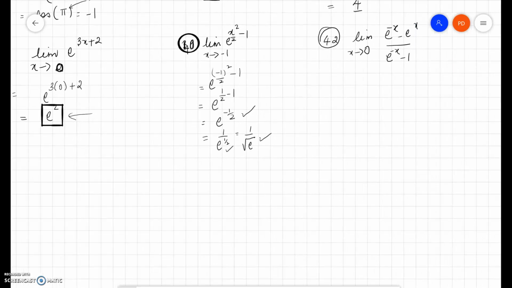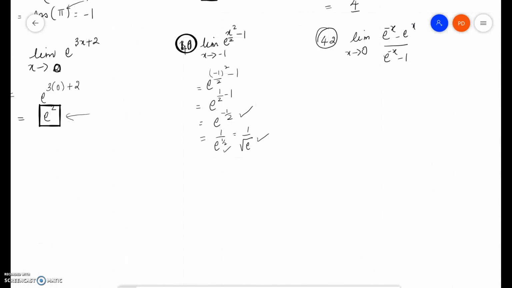Now the next one, first thing, remember, we always substitute. So when we substitute, we get e to the 0 minus e to the 0, over e to the 0 minus 1. So e to the 0, remember, is equal to 1. Any non-zero base to the power of 0 is equal to 1. So that's 1 minus 1 divided by 1 minus 1.